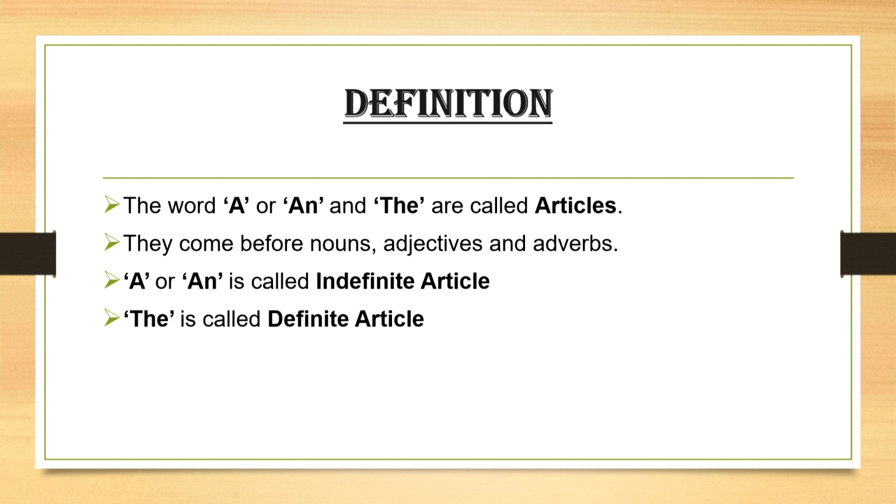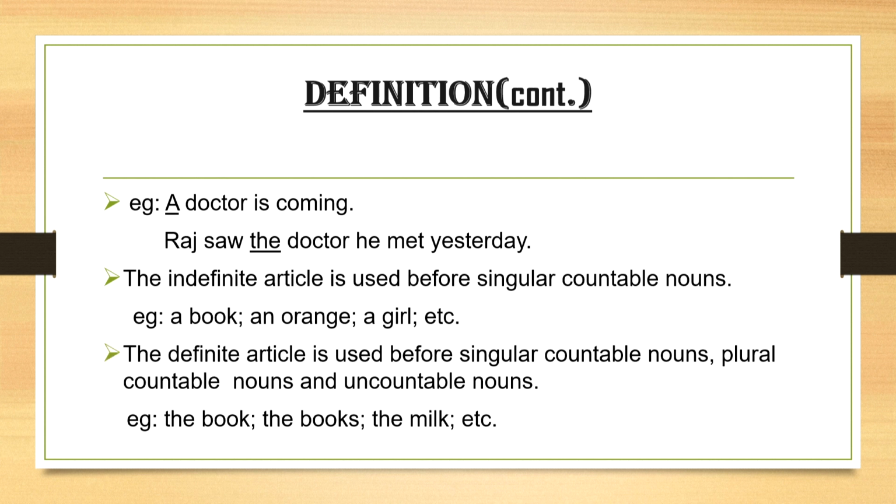For example, a doctor is coming. So, it means any doctor, nobody in particular. Now, next example, Raj saw the doctor he met yesterday. So, here the meaning is a particular doctor whom he met yesterday and not just any doctor.